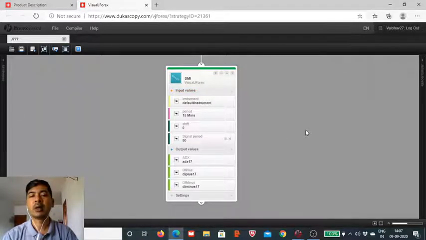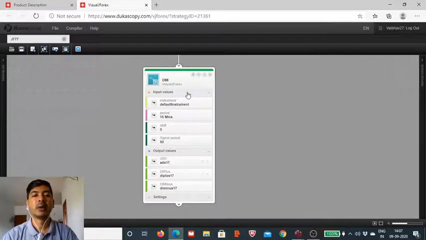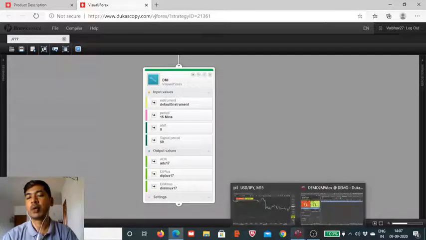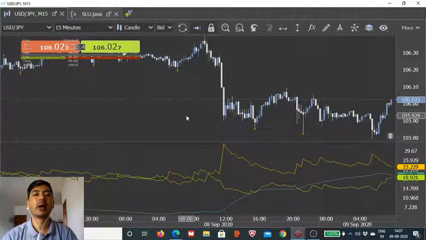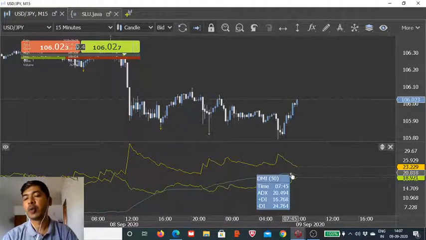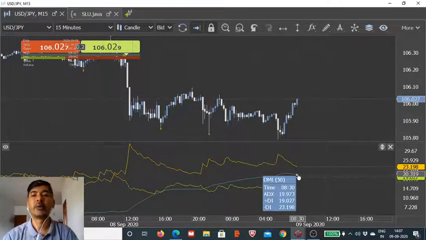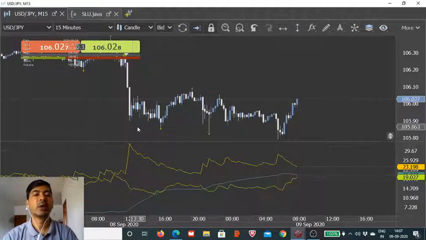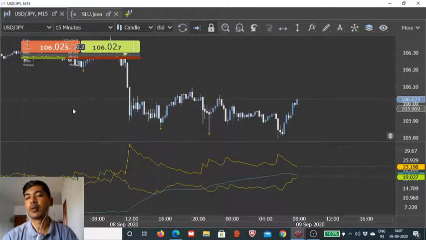So this is the input setup which we have plotted on the chart, and as you can observe here, depending on the output values, we can determine pretty much whether we want to go long or whether we want to go short.